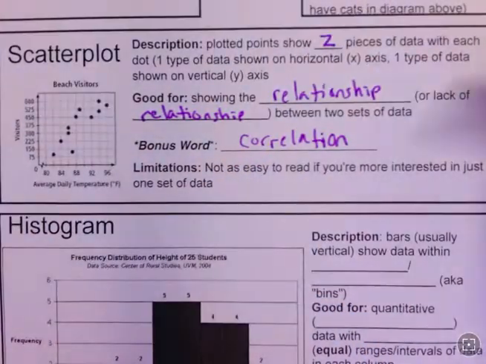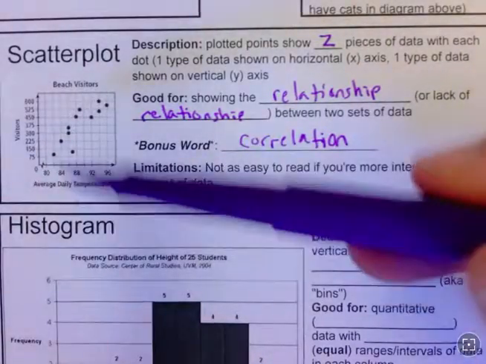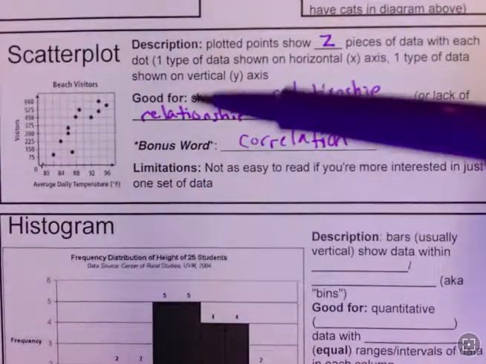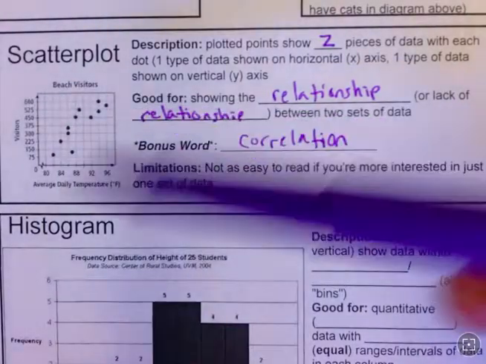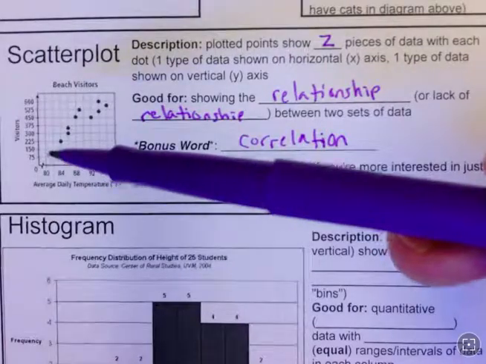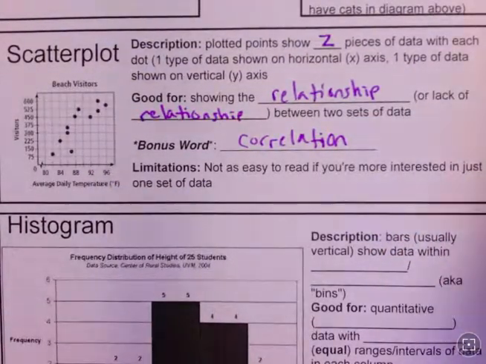Limitations of this are that it's not as easy to read if you are more interested in just one set of data. So if you're really just interested in the temperature, you don't really need to worry about beach visitors, and a scatter plot's going to be more complex to make. Or maybe you're just worried about the visitors and you really don't care if it relates to the temperature of the day. Then you might as well just do a line graph that shows the number of visitors over time. So that's a scatter plot.